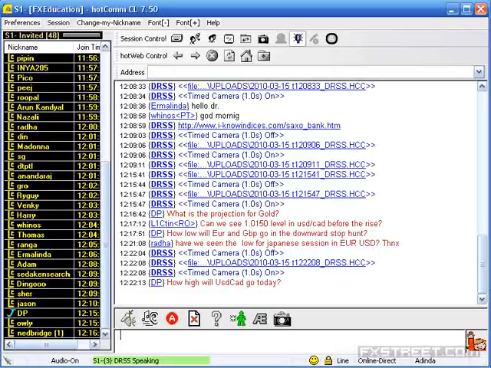Can we see 1.0150 level in the case of USD CAD? Yeah, anything is possible as far as the market is concerned. Dropping another 20-30 pips is not a big deal for the players. They find cluster stops below that and they will try to definitely make an attempt.